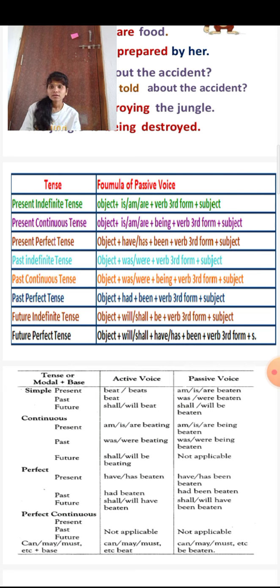She cares for the rabbit. The rabbit is being cared for by her. Rahul always plays the guitar. The guitar is always played by Rahul. So these are the examples for simple present tense. And next, focus on present continuous tense. Examples for present continuous tense.